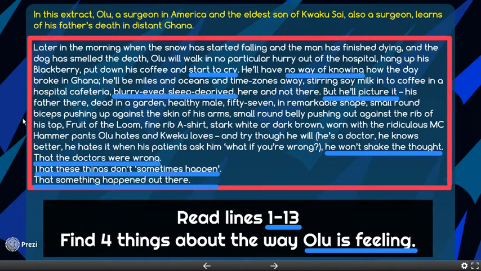Hopefully you will have drawn a box around the entire section because lines 1 to 13 was what you were allowed to look at. Then within that section you may have highlighted some different information that tells you something about the way that Olu is feeling. For instance, the fact that he starts to cry, the fact that he's got no way of knowing, sleep deprived, and then this section at the end. So let's have a look what answers that information could have generated.